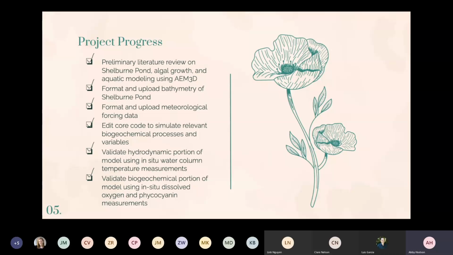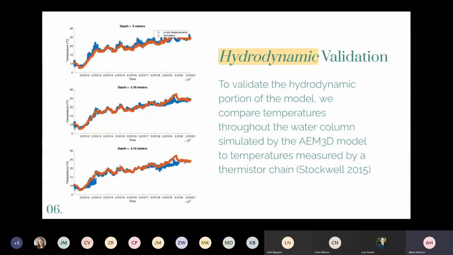Then I validated it using in situ measurements from a buoy monitoring project that was set up by Dr. Stockwell in the Rubenstein School. So like I mentioned previously, validation occurs in two steps, the first of which being hydrodynamic validation, which is basically only running the physical portion of the model and looking at specific variables to see how far the model predictions are off from actual measurements.